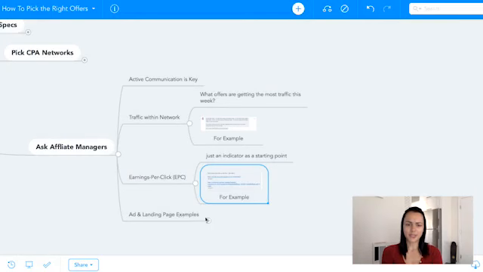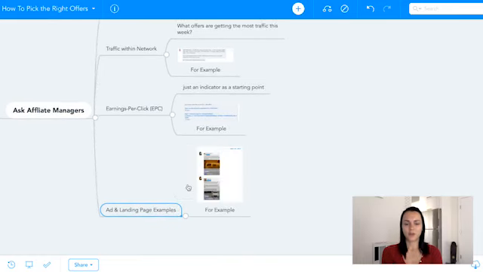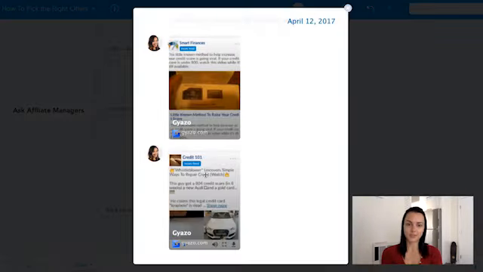And last but not least, be brave, don't be shy, don't be afraid to ask for anything that you need. Tell the affiliate manager, hey, do you have any ads or landing page examples that you could send to me so I can have an idea of what others are already doing? And most of the time they will want to help you and they will send you data on what's already proven and what's working already.